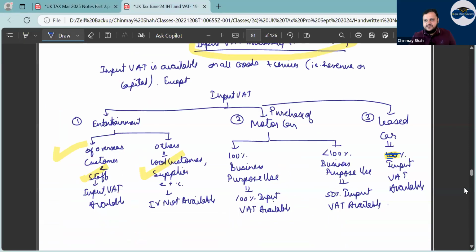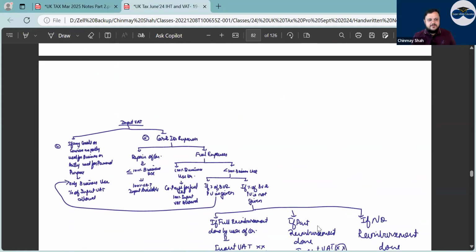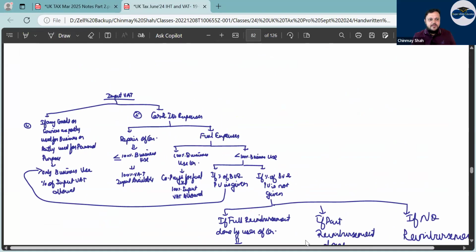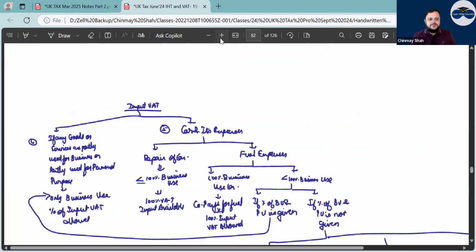Here, lease car is 50%, sorry, not 80%. 50% input VAT available, correct? Then on leased cars, right? Then come to this part. If goods or services are used partly for business and partly for personal purpose, tell me, only the business use percentage of input VAT is allowed, right?